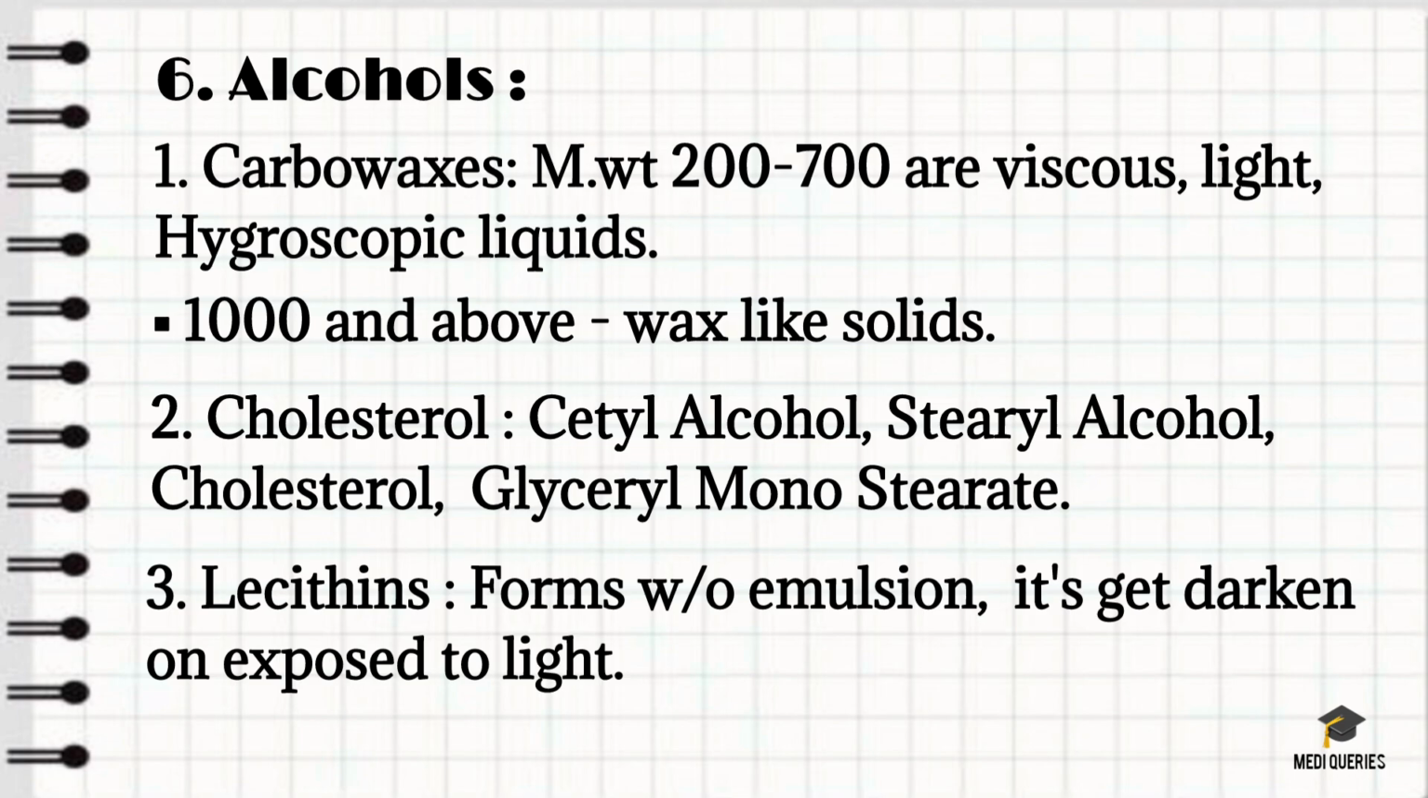In this category, cetyl alcohol, stearyl alcohols, cholesterols and glyceryl monostearates are used to stabilize the emulsion. So they are used only with some other emulsifying agents also. And next one is the lecithins. Lecithins, which forms a W/O type emulsion, is rarely used as an emulsifying agent because it darkens in color when exposed to light and gets easily oxidized.